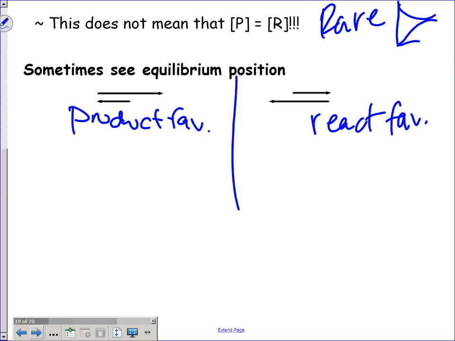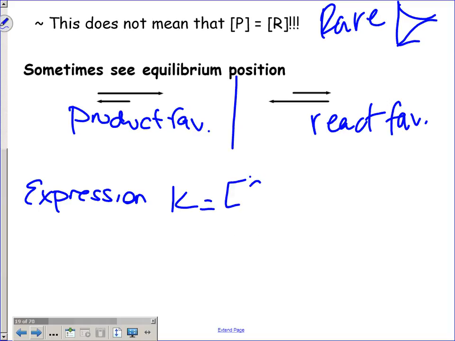Looking at that picture, or your part 2A. What is the equilibrium expression? Go for it, Jillian. Bracket C, and then the bracket is C alpha.